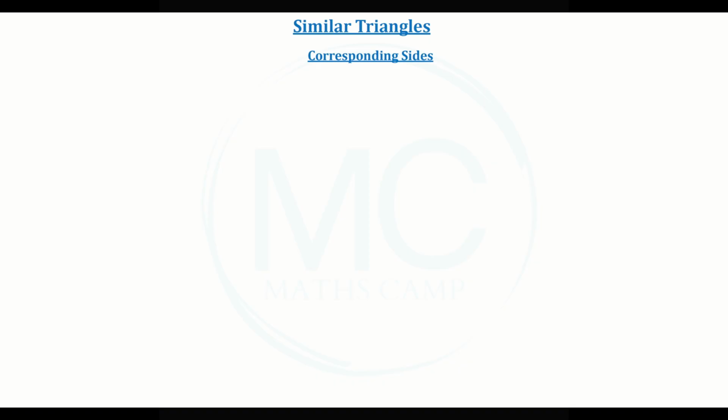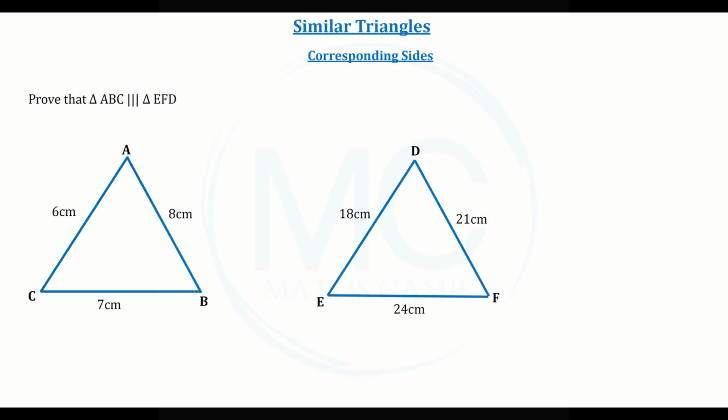Now we can look at some examples. Prove that triangle ABC is similar to triangle EFD. To prove that these triangles are similar, we need to prove the corresponding sides are in proportion. So let's start by determining our corresponding sides. A and B are the first two letters in ABC, so let's mark this side in red. E and F are the first two letters of EFD, so EF is the corresponding side. Let's mark this in red as well.